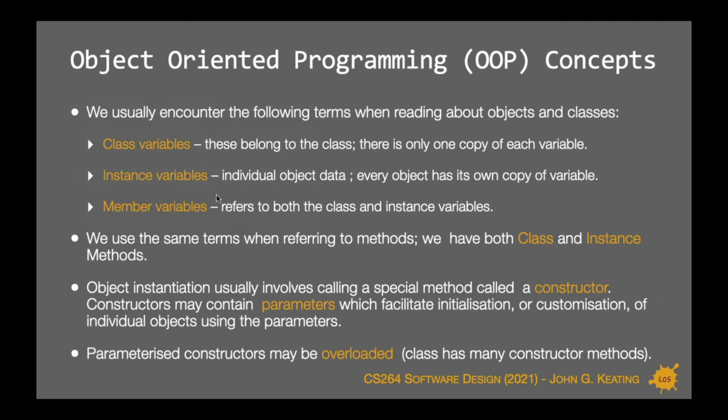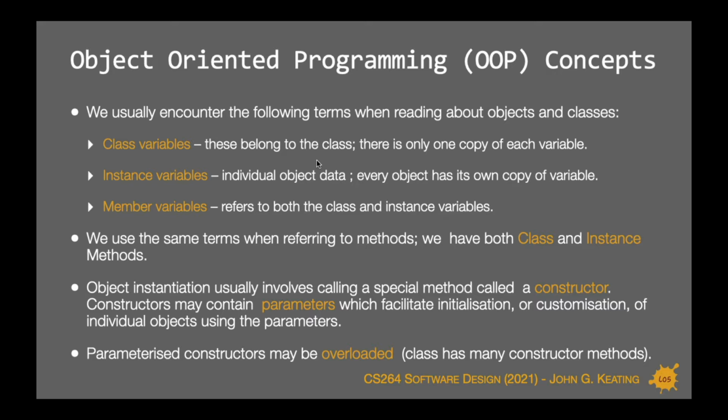So we have instance variables, and instance variables are the actual individual object data, and every object has its own copy of that variable. Okay, so if you have two lamps, so we have a lamp class, then we have a state for each lamp, and then we want to be able to say that the state of this particular lamp is on or off. The instance variable holds that. Okay, and member variables is just a collective term that we use to refer to both the class and the instance variables. So as I said, we use the same terms when we refer to methods. We can have class and instance methods.